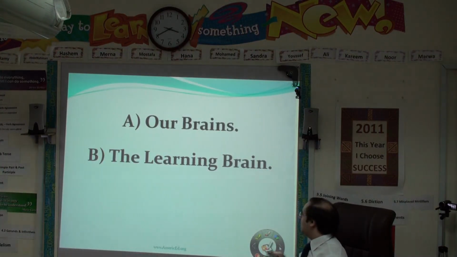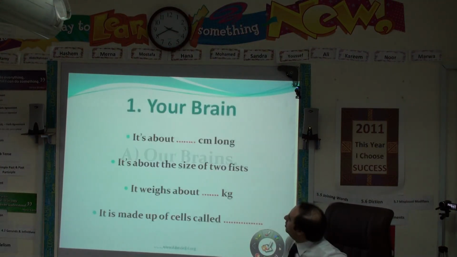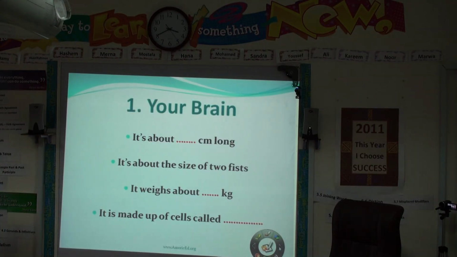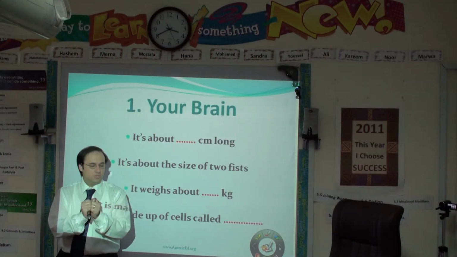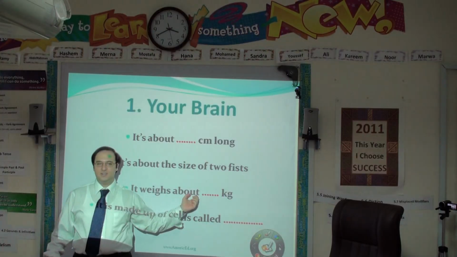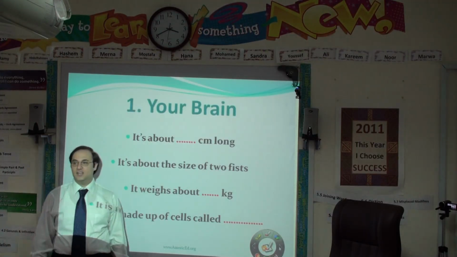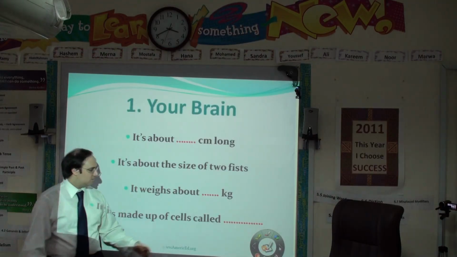Fill in the blanks. A, our brain. Some information out of the brain. It's about how many centimeters long? 15. Okay. It's about the size of 2 fists. It weighs 1.5 kilograms. Excellent. Write that down. It is made up of cells called neurons. Excellent. Write it down.